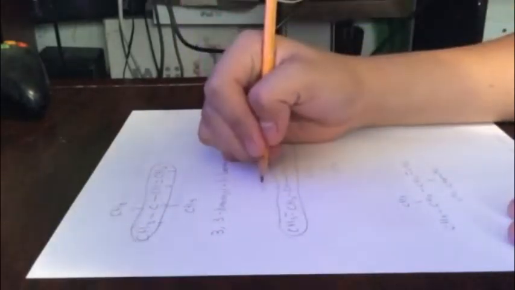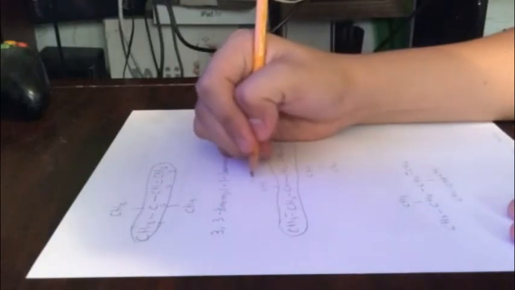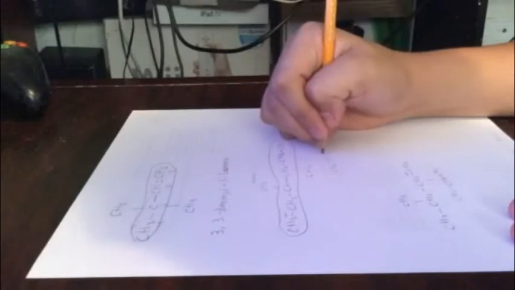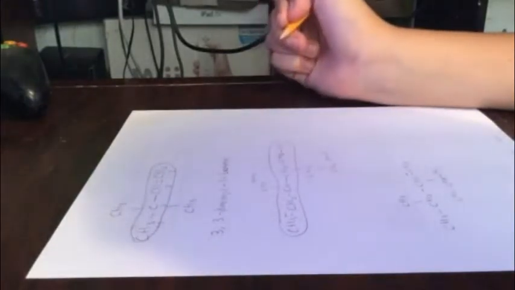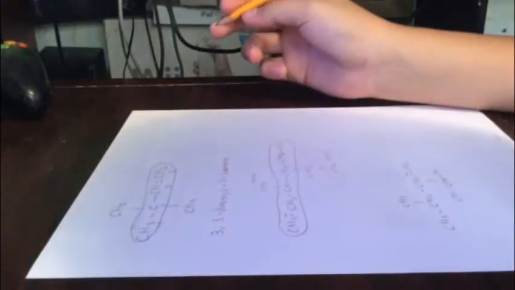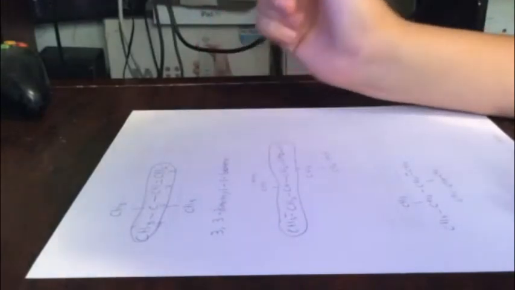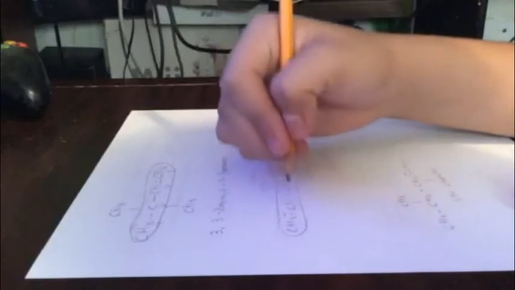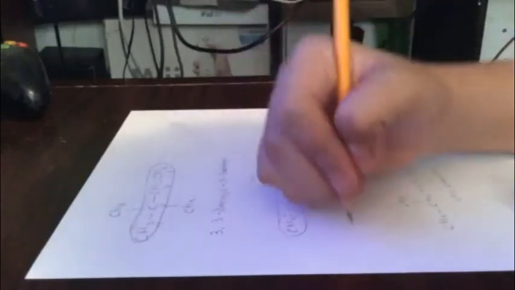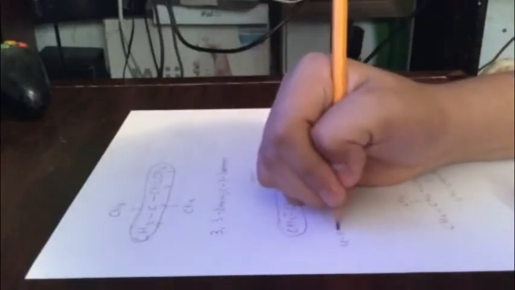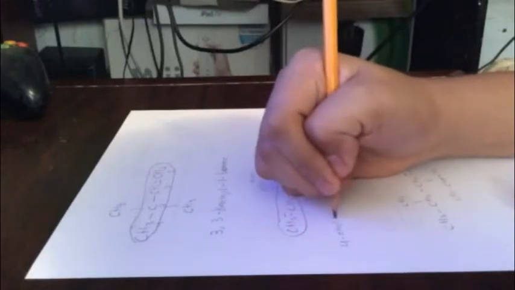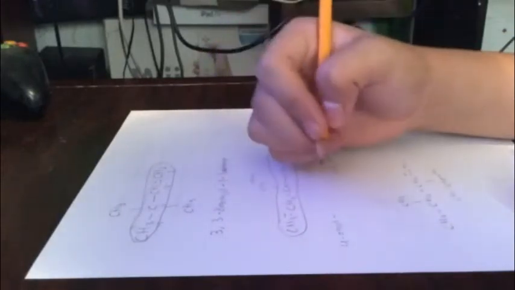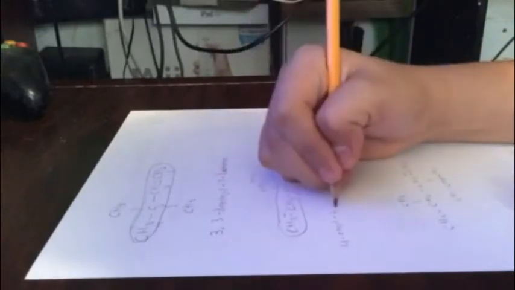Here we have a methyl and an ethyl. After this, we need to name them in alphabetical order. So first we have the ethyl. 1, 2, 3, 4. So it is 4 ethyl. And the methyl is in the third atom, so it is 3 methyl.